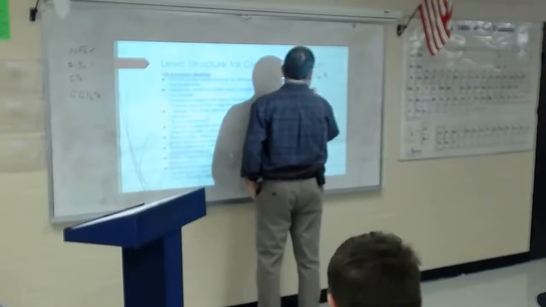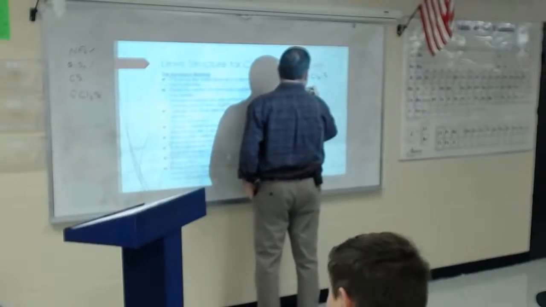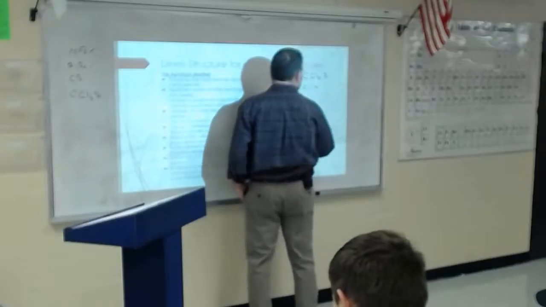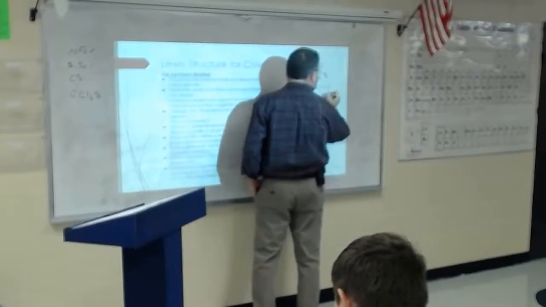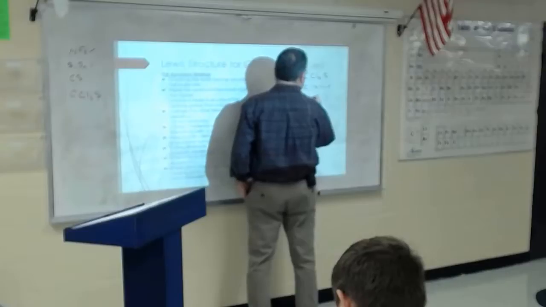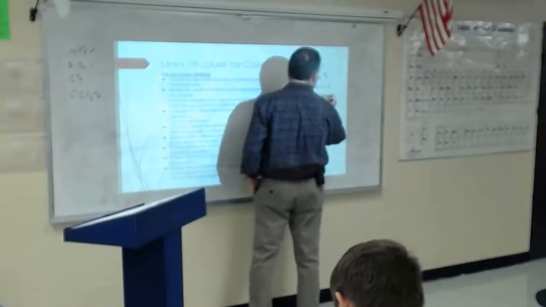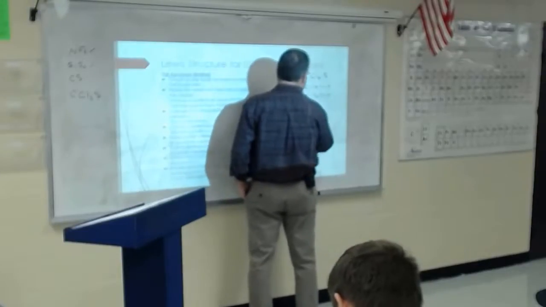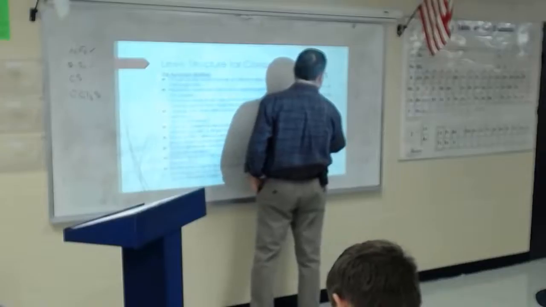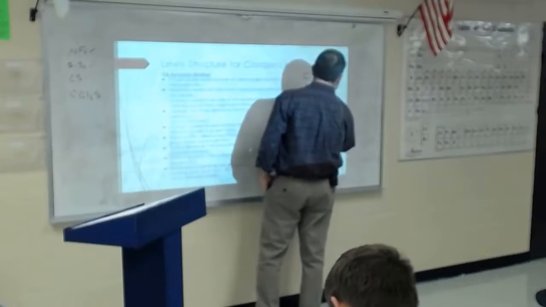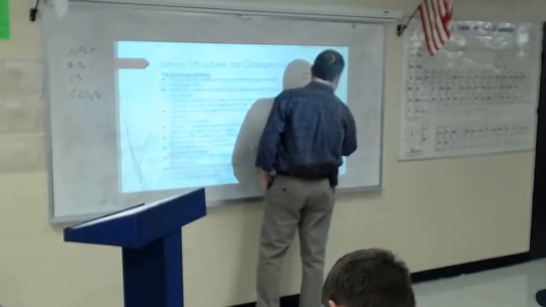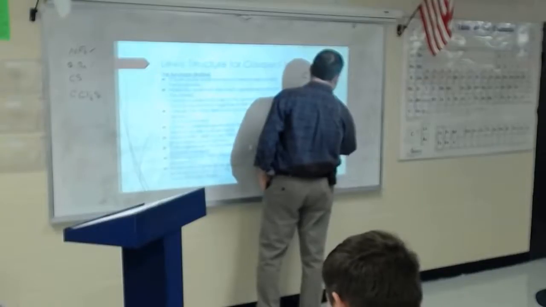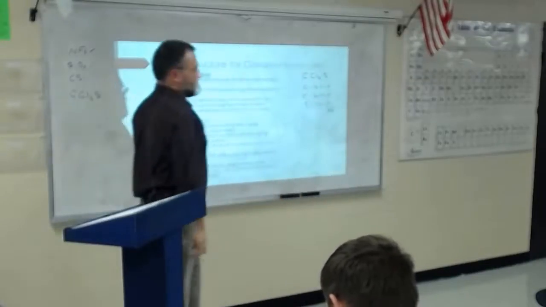CCl2S. So I've got carbon. Carbon is 1 at 4. It gives me 4 valence. Chlorine, 2 at 7 gives me 14. Sulfur, 1 at 6 to give me 6, and 24, right? I'm replacing 24 valence electrons.